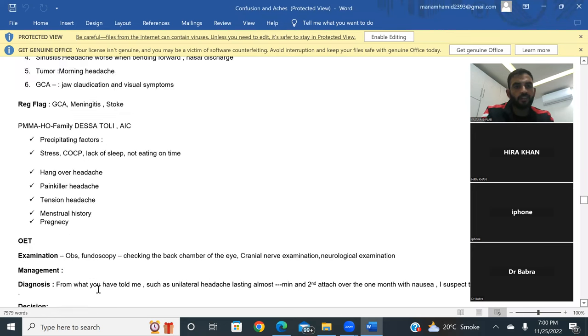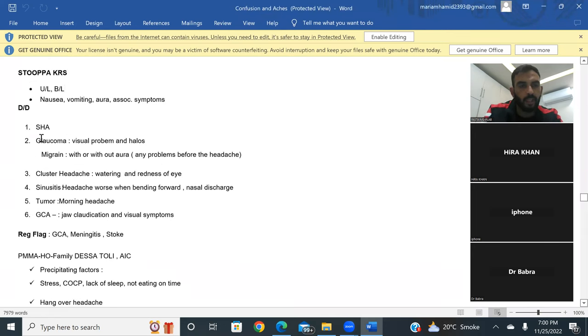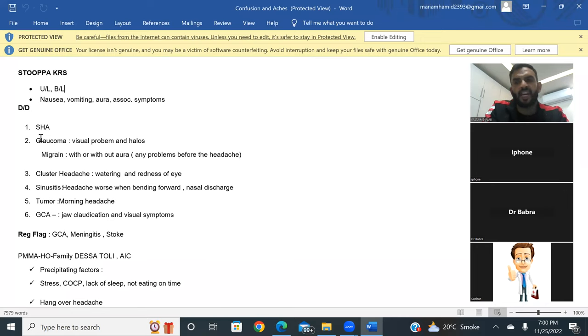So we have started these scenarios, like we will be asking the direct question, subarachnoid. First differential is subarachnoid hemorrhage, worst headache of my life. You have already asked this in the station. If you forget, you can ask over here. Then glaucoma, visual problem, and any migraine questions. You have already ruled these out while you were asking these questions in the station.